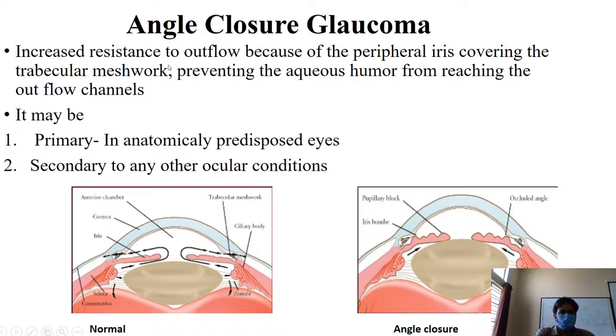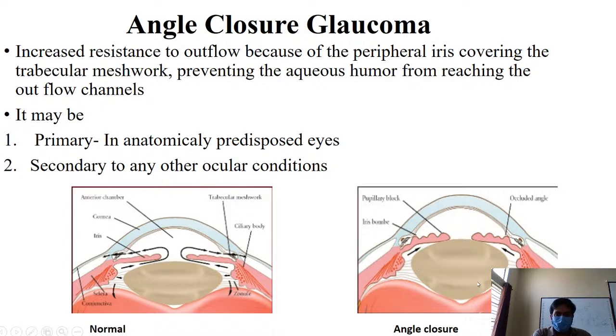This is because of the increased resistance to outflow because of the peripheral iris, which is covering the trabecular meshwork, and this prevents the aqueous humor from reaching the outflow channels. If you see in this picture, the aqueous humor is formed by the ciliary processes in the posterior chamber, which through the pupil goes into the anterior chamber and is drained at the angle by the trabecular meshwork. This is how it normally happens.